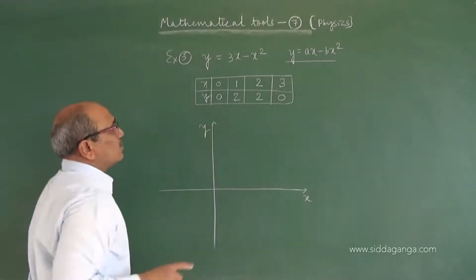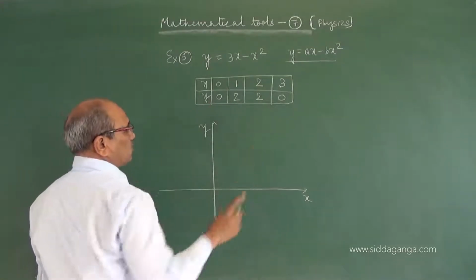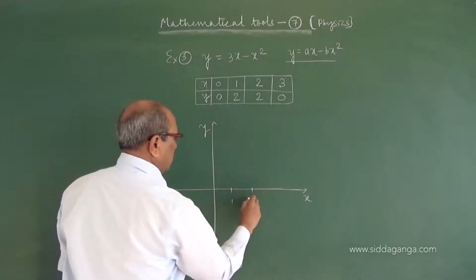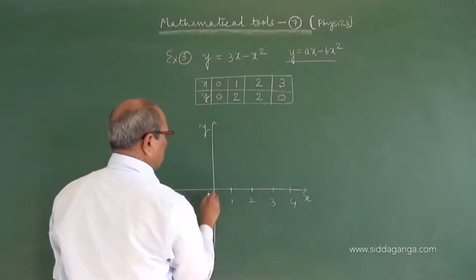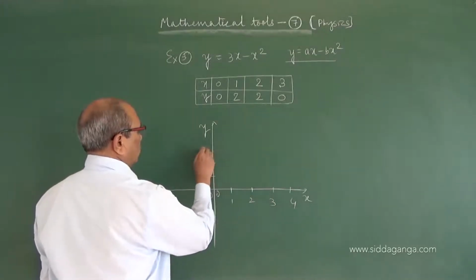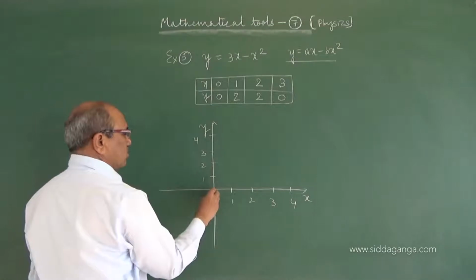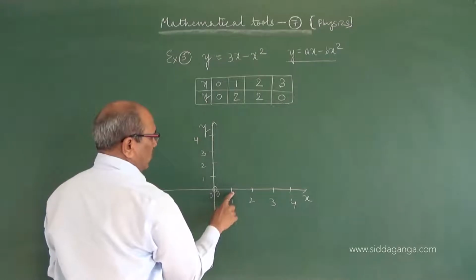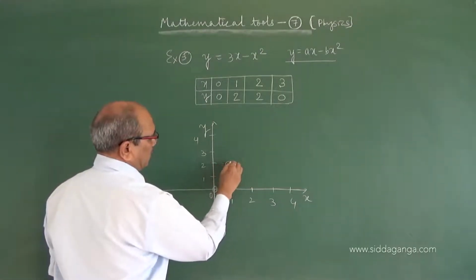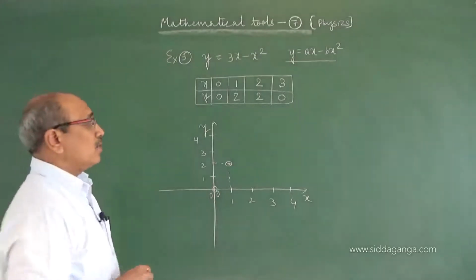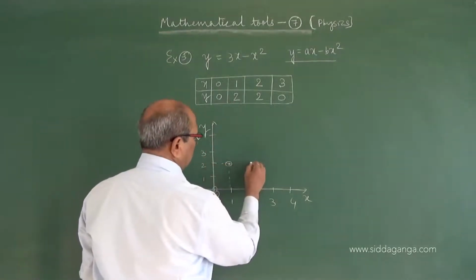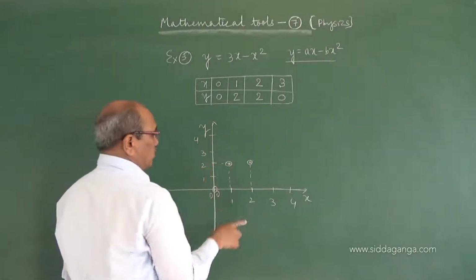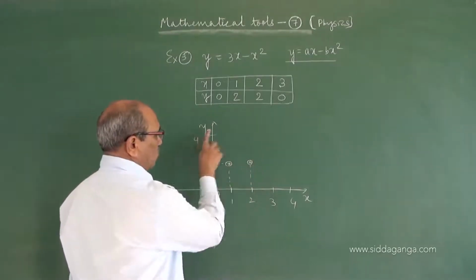For x and y, mostly in the first quadrant, all are positive values we are seeing. So let me take 1, 2, 3, 4 on both axes. One coordinate is 0, 0. Again x is 1 and y is 2, approximately here. Then 2 and 2. This is also 2 and this also 2. Then when we come to 3, it is 0. That means x is 3, y is 0.